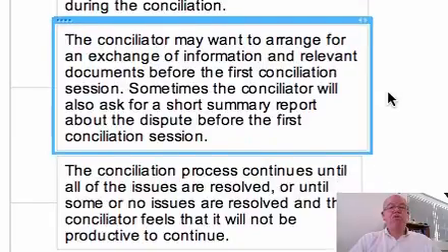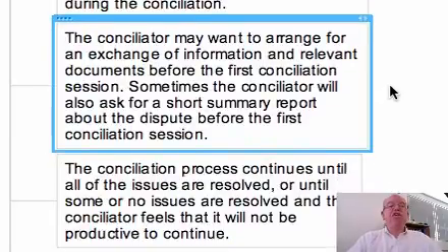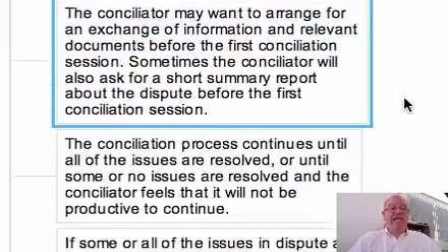The conciliator may also want to arrange for an exchange of certain information or documentation. If he feels that one person is sitting on something that the other doesn't have, and it would make a difference to the other person's attitude if they did have it, then the conciliator may ask for a short summary report or some documentation and ensure that there's an exchange, a bit like the discovery process in litigation.